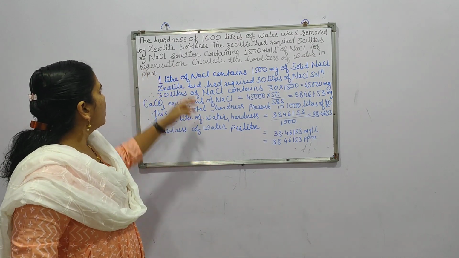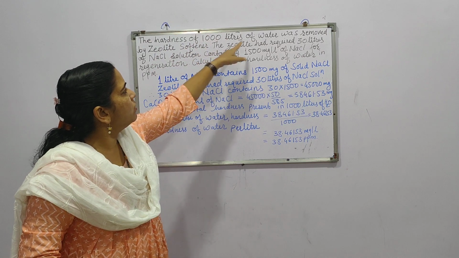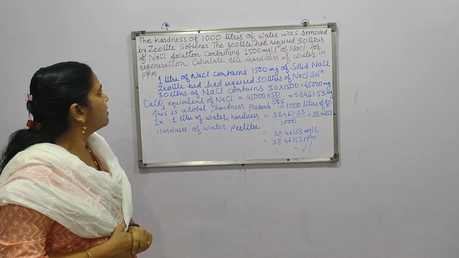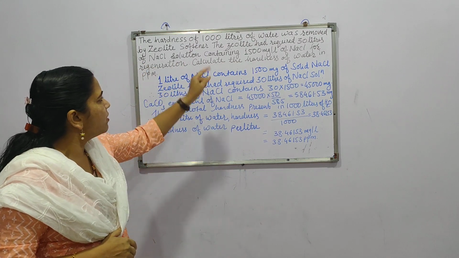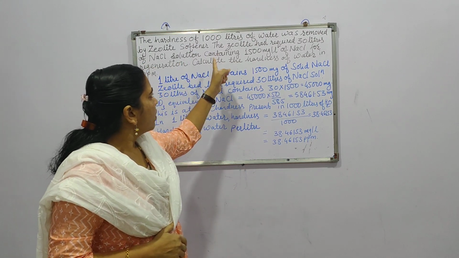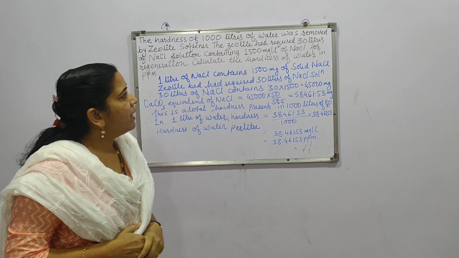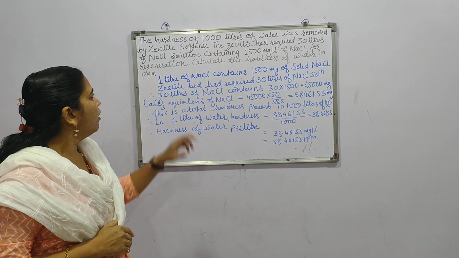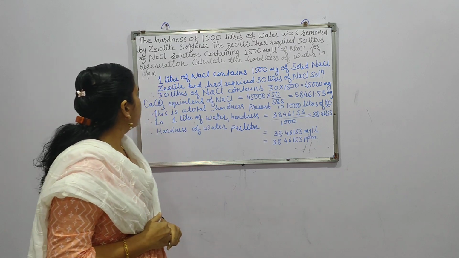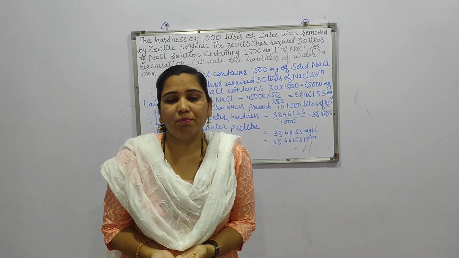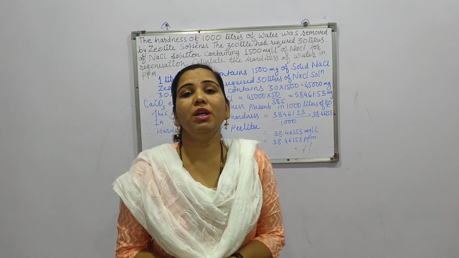So today's numerical: the hardness of 1000 liters of water was removed by a zeolite softener. The zeolite required 30 liters of NaCl solution containing 1500 milligrams per liter of NaCl for regeneration. Calculate the hardness of water in ppm, that is parts per million, which is one of the units of hardness.